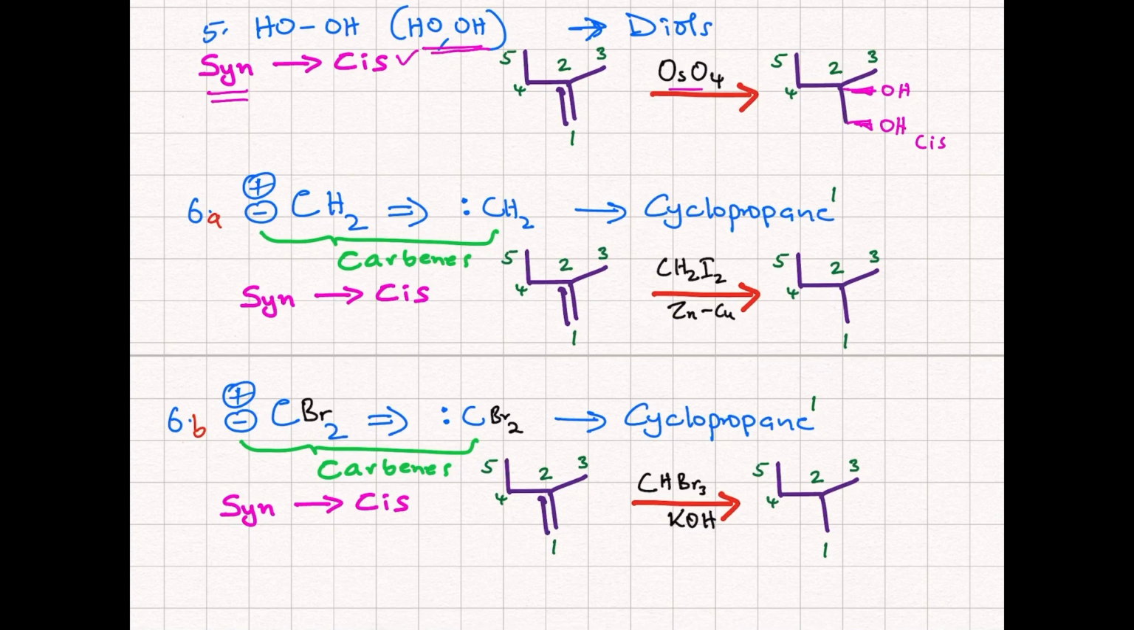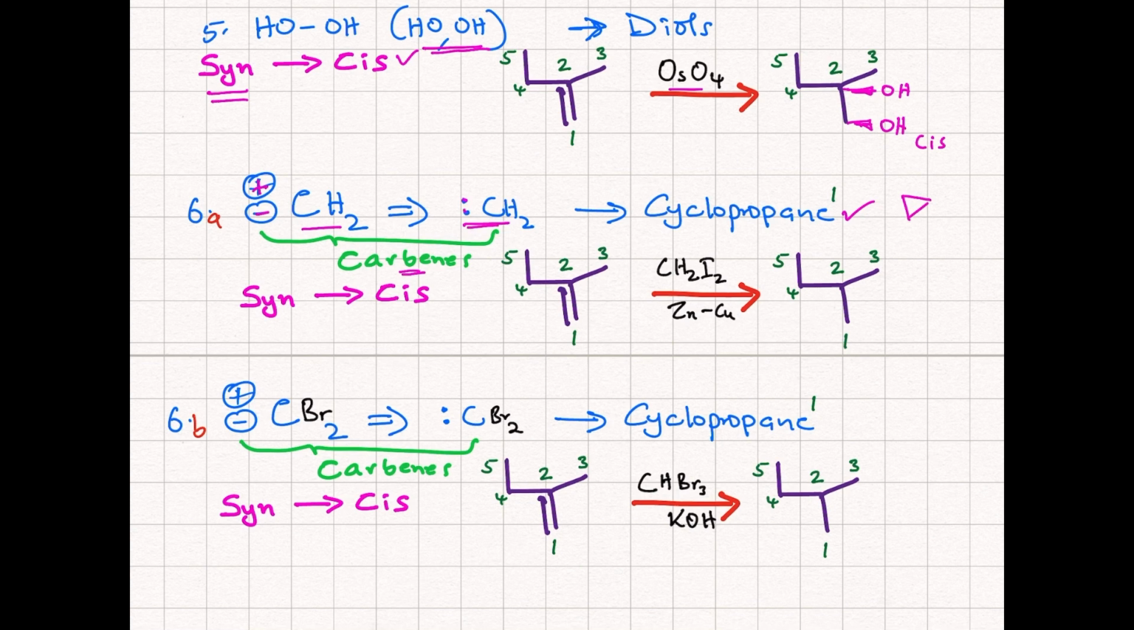Number 6, reaction with carbenes. Carbenes will react with double bonds to form cyclopropanes. So if that was the alkene, and then the carbene actually introduces one carbon, and you end up with a three-membered ring becoming a cyclopropane. So the first example is where we are adding CH2 group. Now remember, carbene actually behaves as both a nucleophile and an electrophile. And sometimes carbene is represented like this, CH2 with 2 electrons.